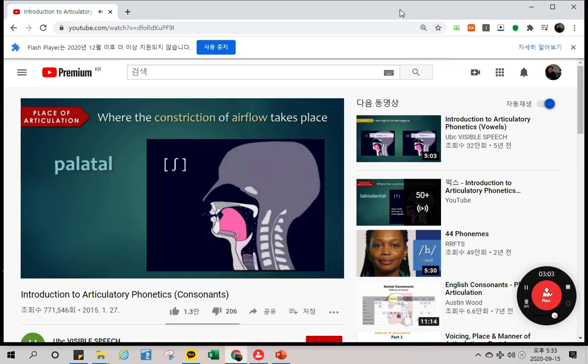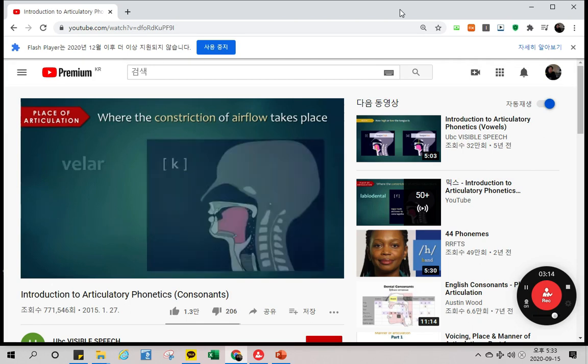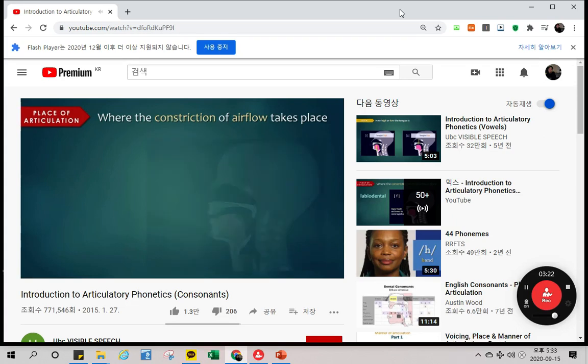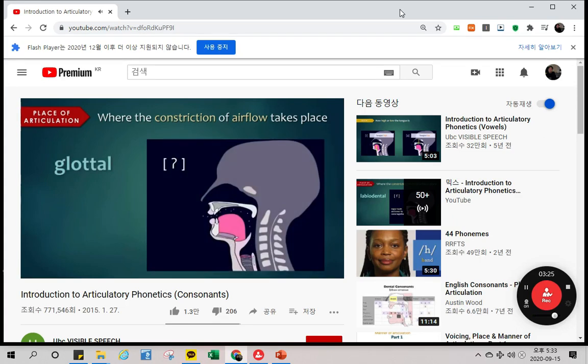Palatal sounds are produced at the hard palate, or the roof of the mouth, such as sh, z, y. Velar sounds are produced at the velum, or soft palate, such as k, g. And glottal sounds are produced at the glottis, or the space between the vocal folds, such as h, or the catch in the throat, as in Batman.